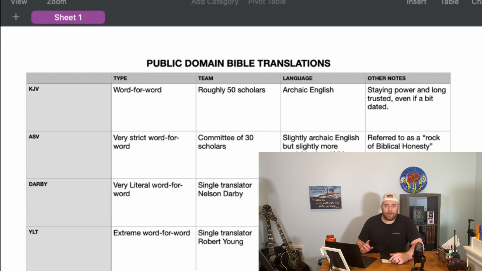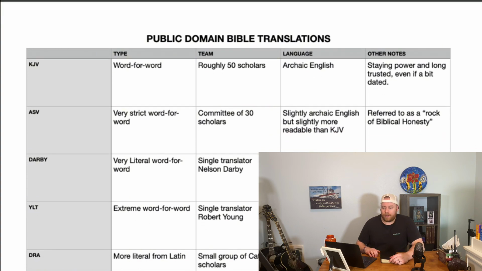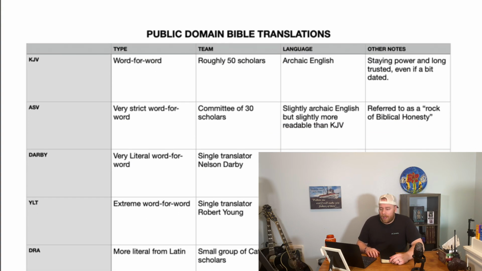Next, we have the American Standard Version. So this is a very strict word for word, though not the strictest on the list. The team that put together the ASV was a committee of 30 scholars, which is pretty good. It is slightly archaic English, but it is also more readable and more modern when compared to the King James.